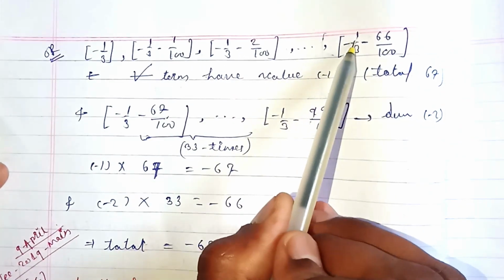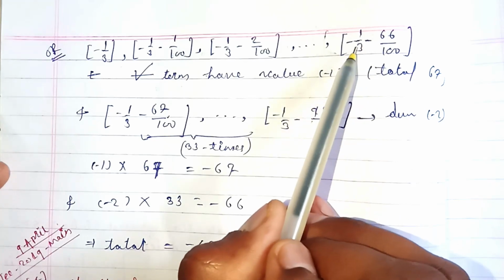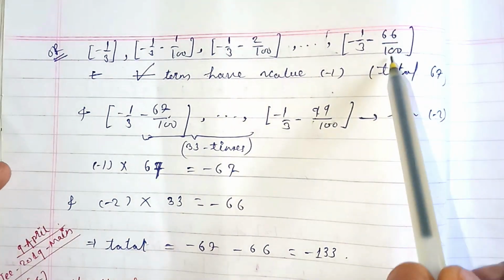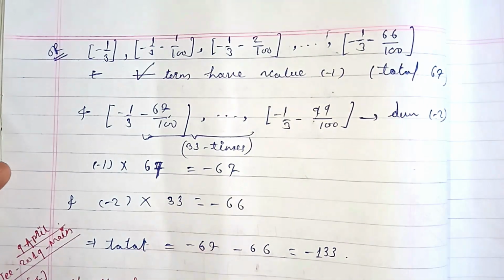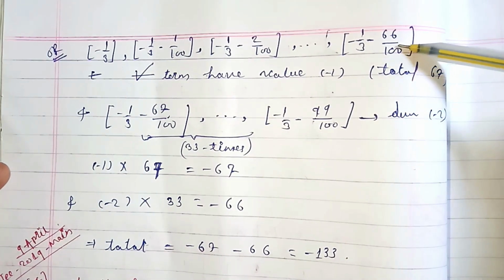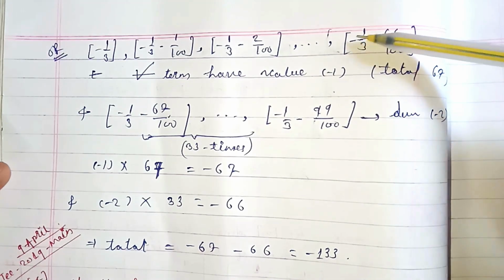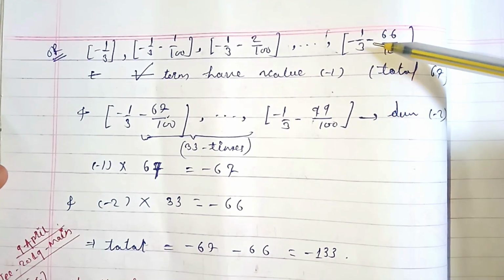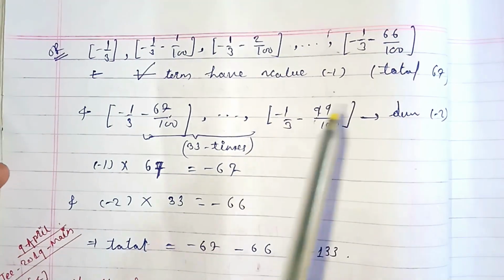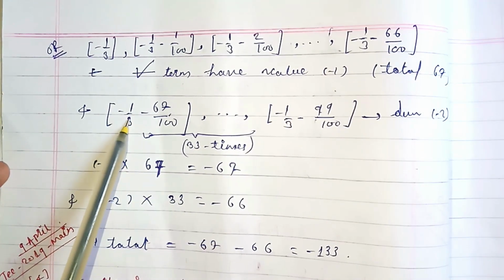Similarly, if you take negative 1 by 3, which is negative 0.333, and negative 66 by 100, 100 is the bigger term and the numerator is smaller. That means we can easily say that this term is smaller than 1, and this term is smaller than 1. Then their addition is also smaller than 1. But it is a greatest integer function, so the greatest integer function always gives negative 1. If you want, you can check the next step also.